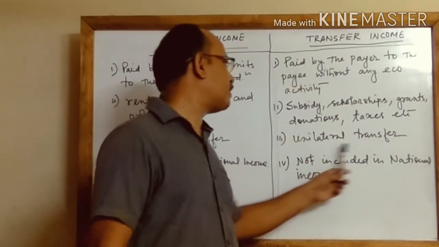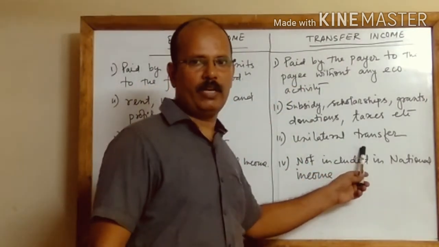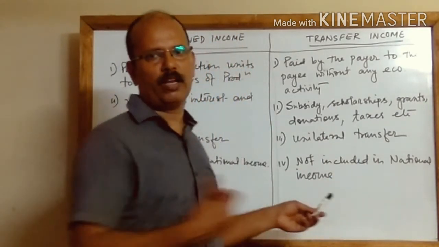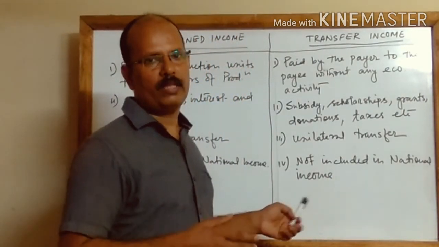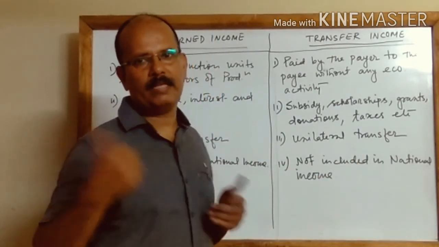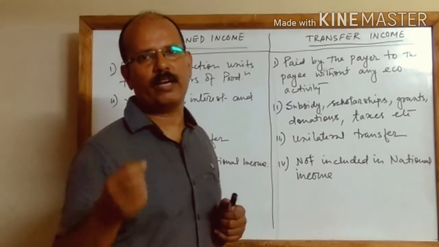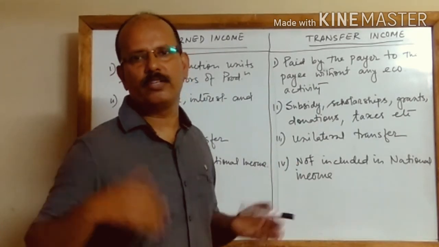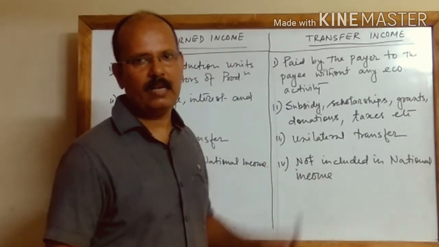And here, transfer earning is unilateral. That is one-sided. Only government is giving to the people. People are not giving anything in return. In other words, in case of taxes, the common people are paying taxes to the government, but in return, they are not getting any reciprocal payment, or reciprocal return is not there against the taxes.